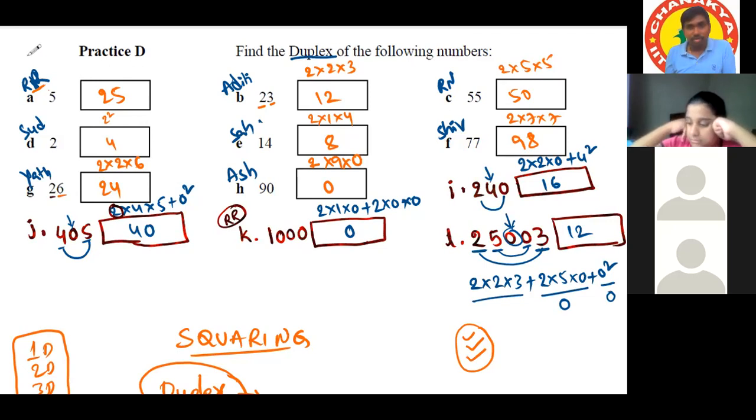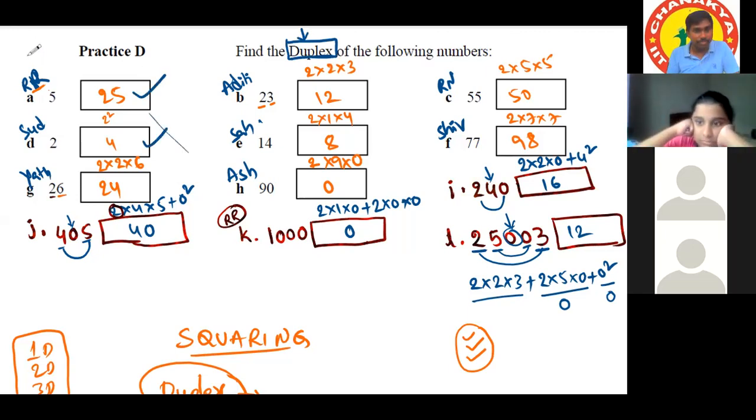Is the result we are getting the square? No, this is just a duplex. Now we will see using duplex how to do squares. What is the relation between the result? This is just a duplex. If it is a single digit, directly that duplex is the square only.